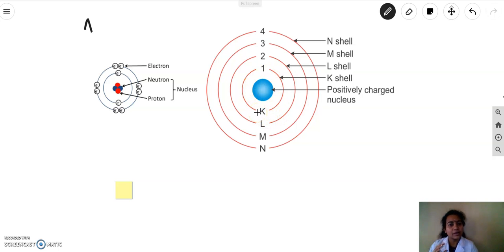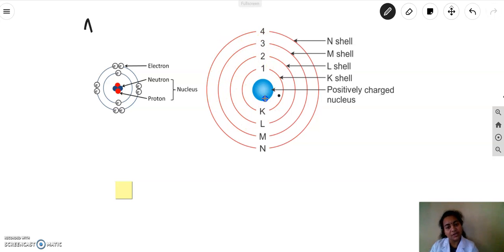We cannot put all electrons in the same shell because there will be repulsion, because electrons have negative charge. Protons have positive charge, electrons have negative charge. So if you put all electrons together, what will happen? There will be repulsion, so the atom will not be stable. So for stability, the electrons are arranged in each shell. These round structures are known as shells.